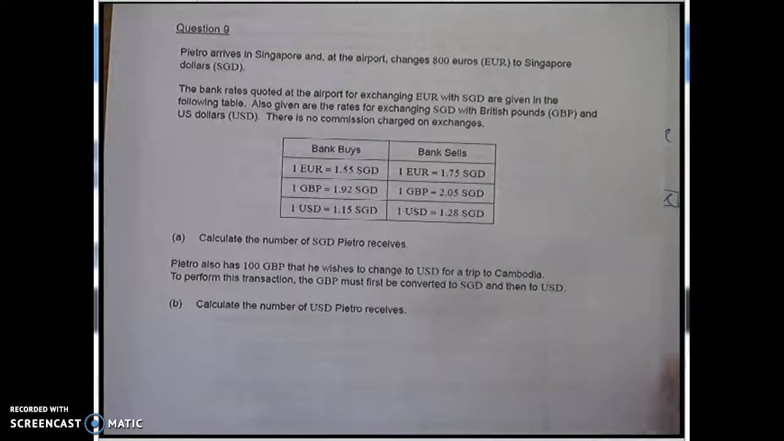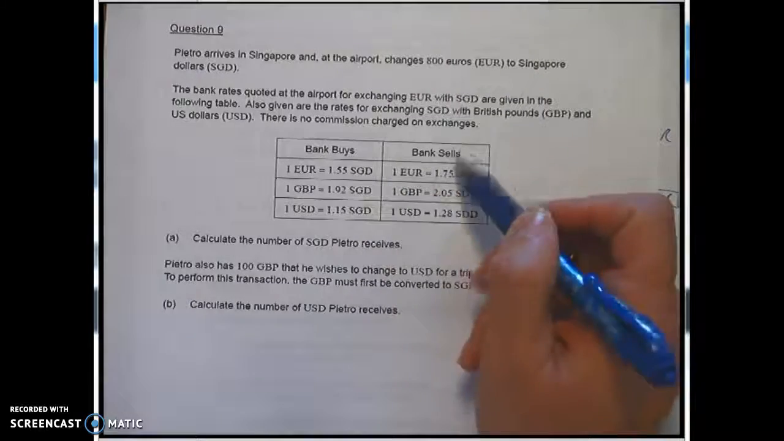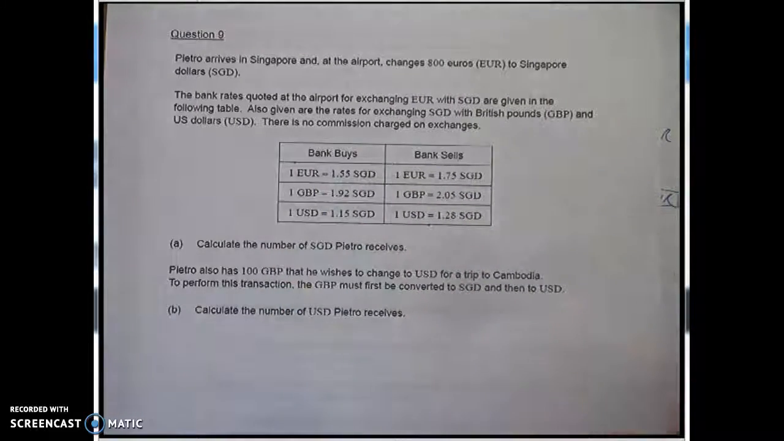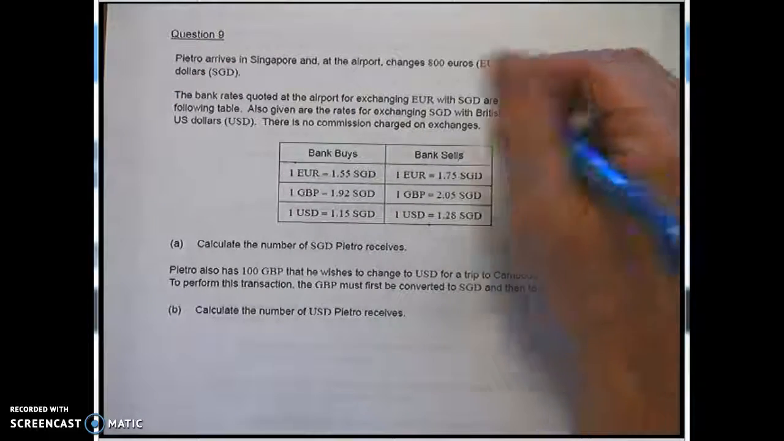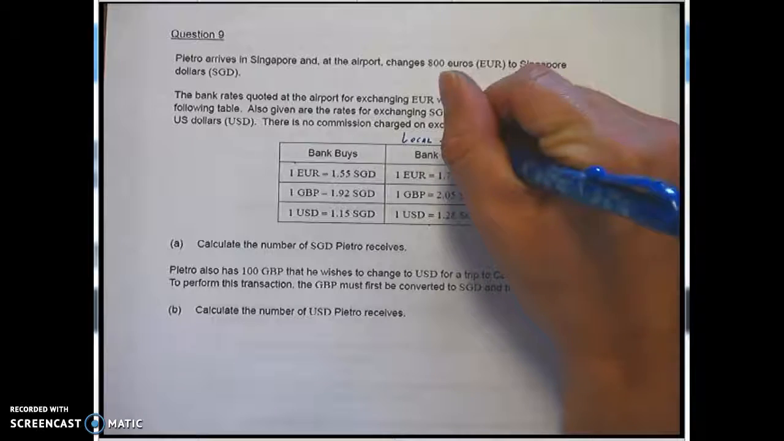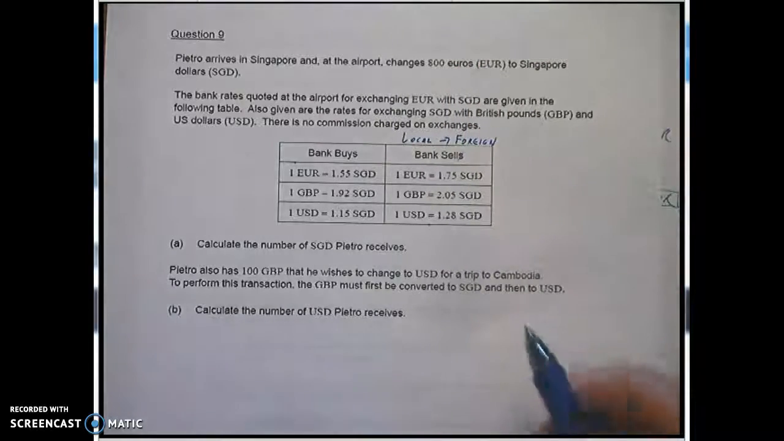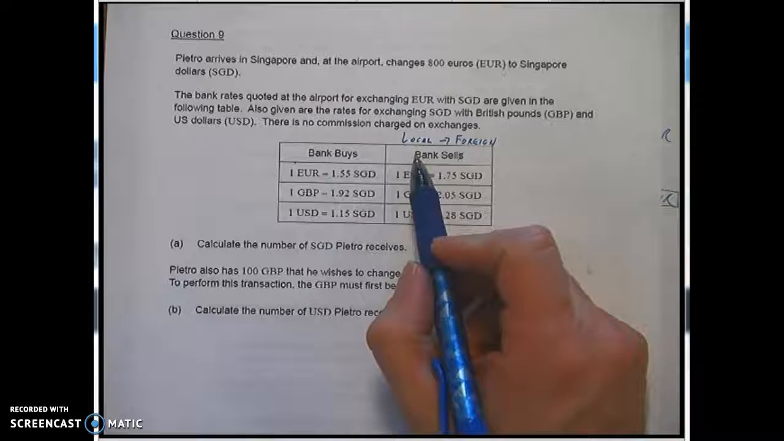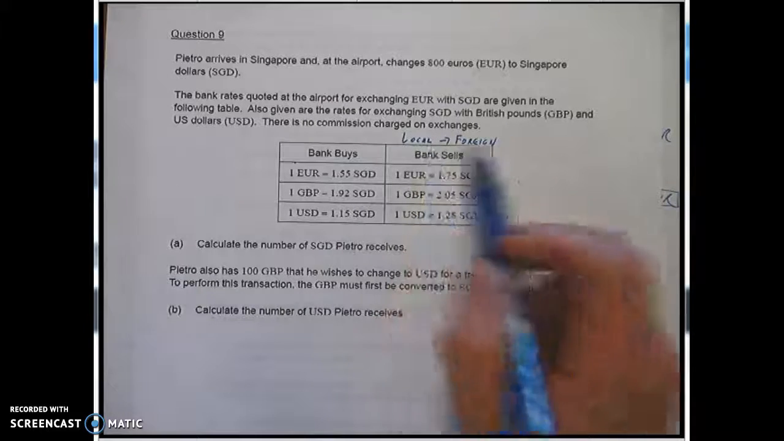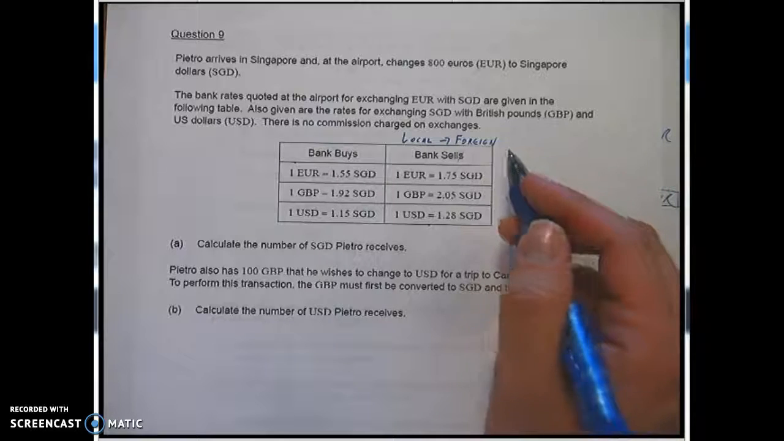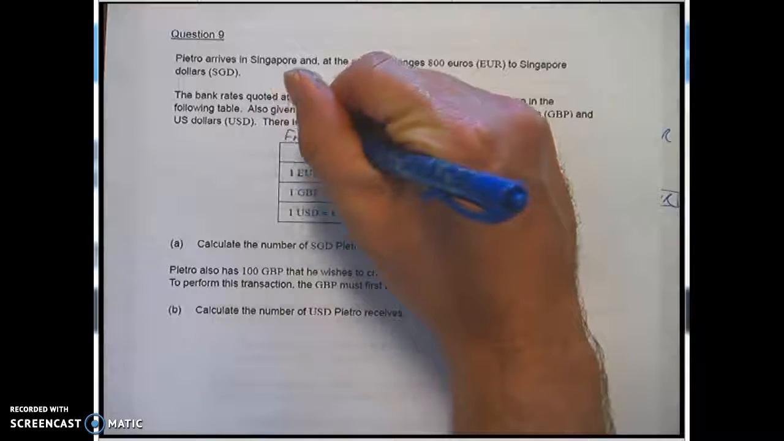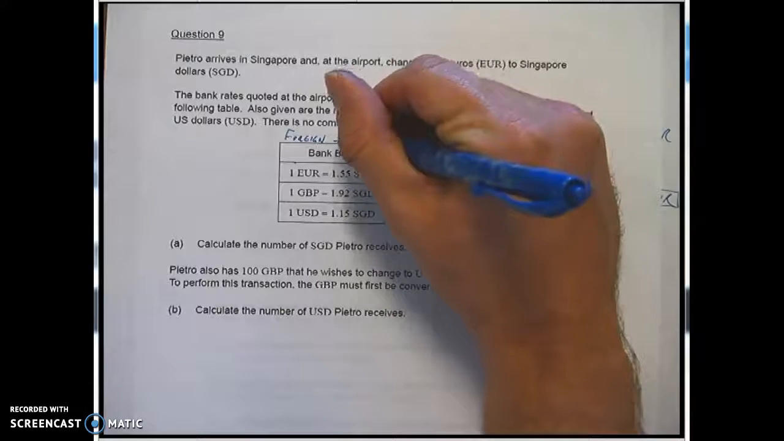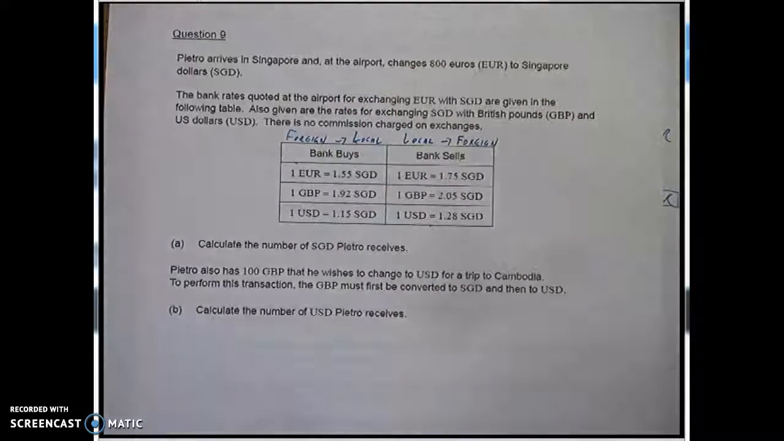There's no commission charged. So you've got this bank buys and bank sells. And this chart's always going to tell you what the bank's doing. And the little trick I use to figure out which one to use is we're going to use bank sells when we're going from local currency to foreign currency. In this context, the bank is in Singapore, so Singapore dollars is the local currency. Everything else is foreign. So conversely, we're going to use the bank buys when we're going from foreign currency to local currency. And that's how you're going to know which column to use.